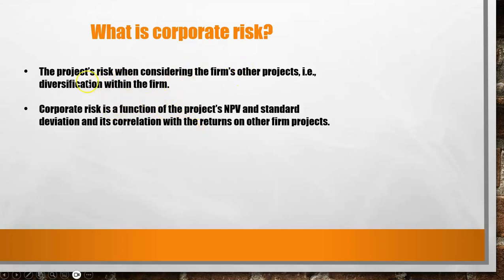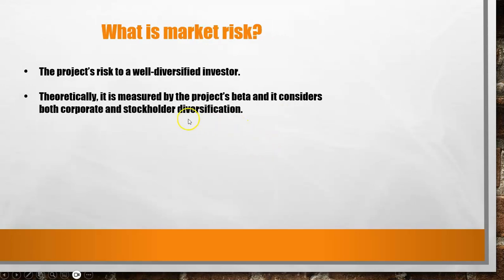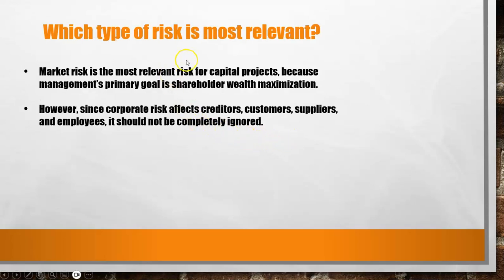We talked about it. Corporate risk is the project's risk when considering the firm's other projects, diversification within the firm. Corporate risk is a function of the project's net present value and standard deviation and its correlation with the returns on other firm projects. So is this going to add to the portfolio, detract from the portfolio? Is it going to be helpful? What is market risk? The project's risk to a well-diversified investor. Theoretically, it is measured by the project's beta, and it considers both corporate and stockholder diversification. Are you doing a good job as a firm making sure that you're working against the market risk to keep your firm going? What type of risk is most relevant?